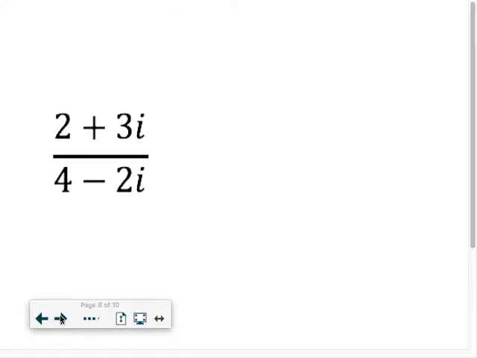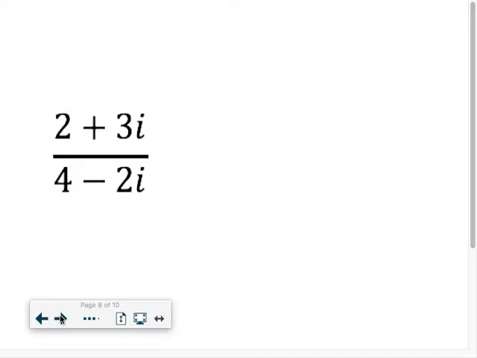Note that when dividing complex numbers, you're not really dividing. It's more of like a simplifying sort of thing. So there's an old rule in math that says you can't leave square roots in the denominator, so you just have to rationalize your denominator. Well, we extend that into the complex numbers.